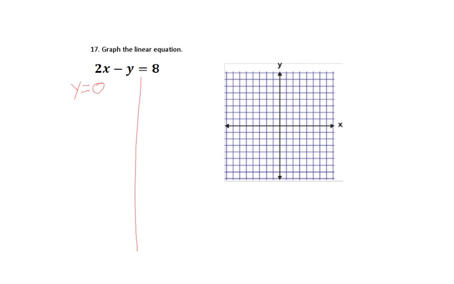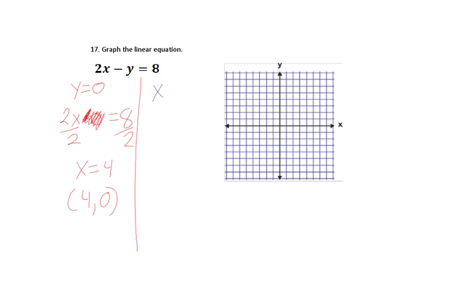Because if y is 0, that means 2x minus 0 equals 8. Well, 0 is 0, I don't need it. So 2x equals 8, divide by 2, so you get x equals 4. So your first point is 4, 0.